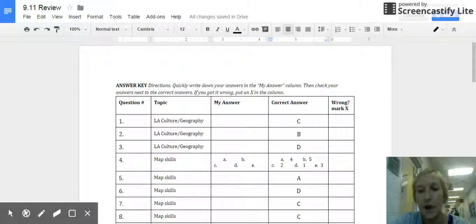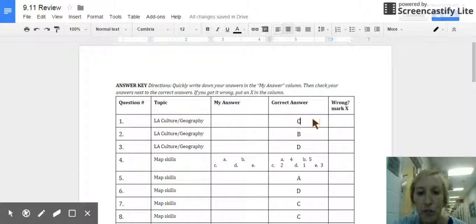Hey Princeton. So what I'm going to do with you really quickly is go through the correct answers from the study guide. As I go through these answers, you need to be marking in this box. If you get it incorrect, you put an X. You can put a check if you get it right. You can leave it blank if you get it right. But if you get it wrong, you need to mark an X.